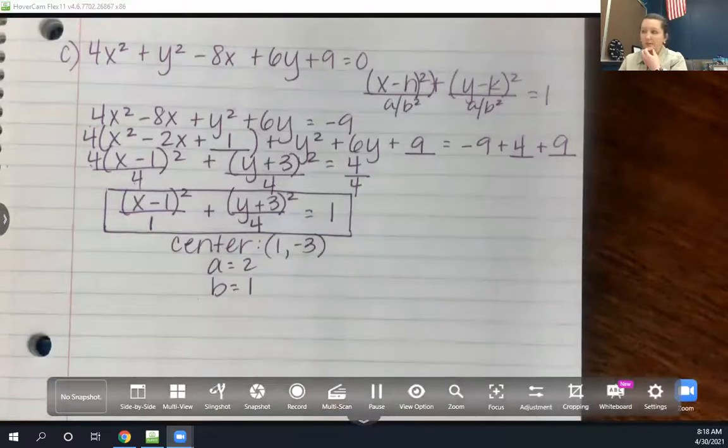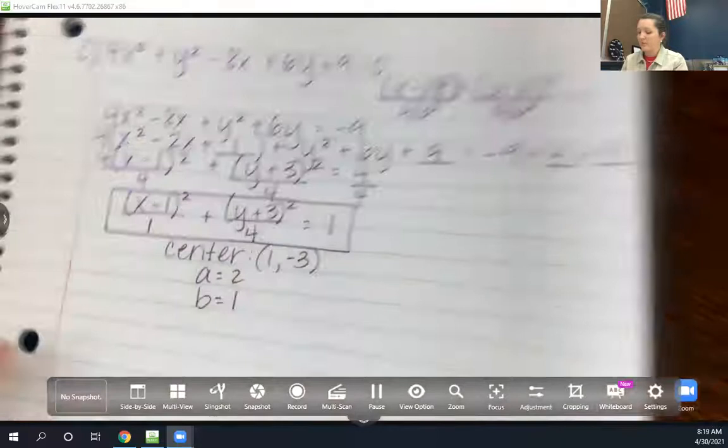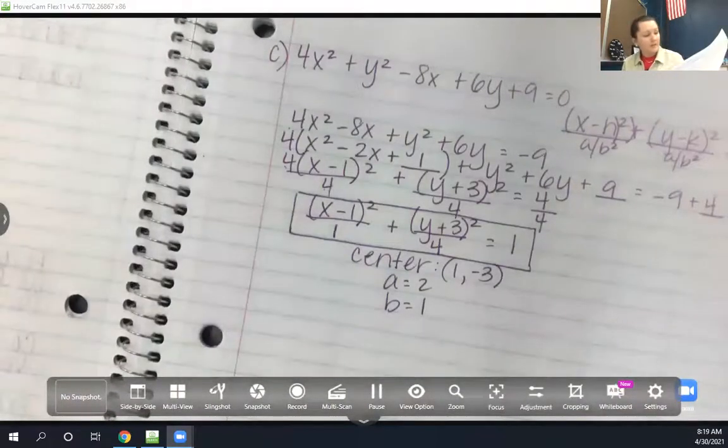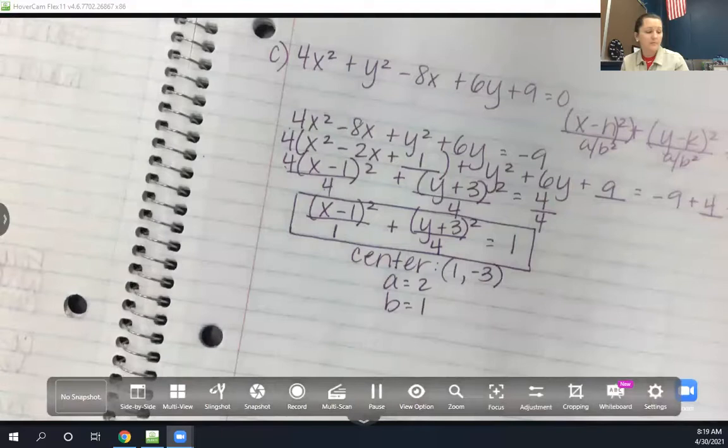All right, D looks a lot the same. You're going to run through it exactly the same way. When we get back together in class, we'll go over the B from the first example and then the B and D from our second example.